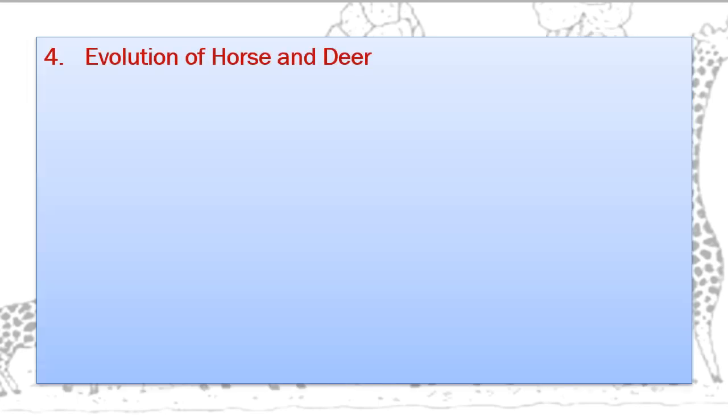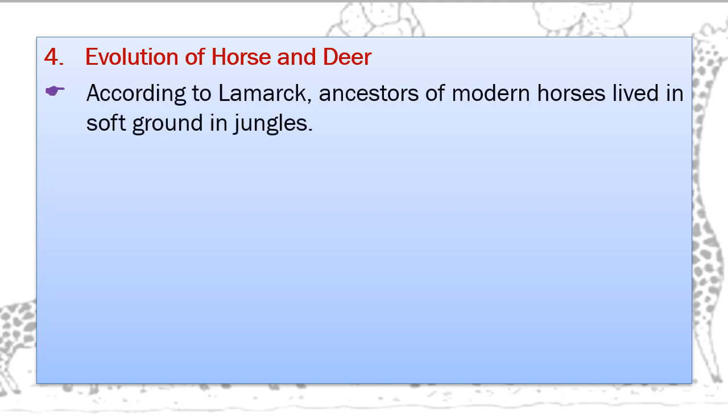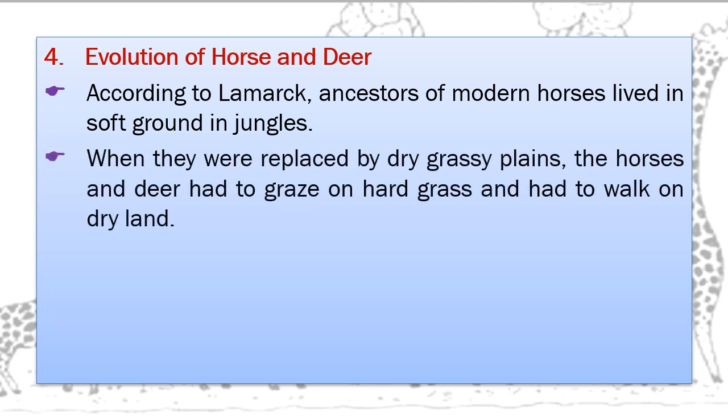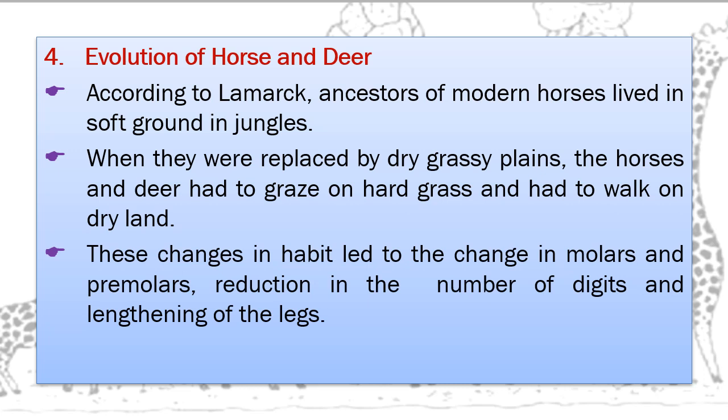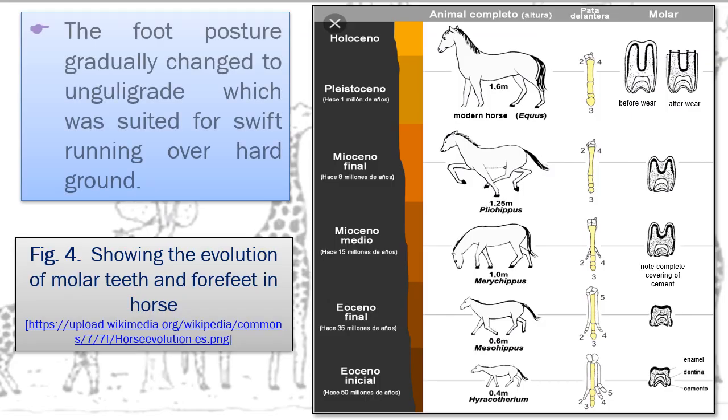Another evidence is the evolution of horse and deer. According to Lamarck, ancestors of modern horses lived on soft ground in jungles. When these were replaced by dry grassy plains, the horses and deer had to graze on hard grass and had to walk on dry land. These changes in habit led to the change in molars and premolars, also reduction in the number of digits and lengthening of the legs. The foot posture gradually changed to unguligrade, which was suited for swift running over hard ground.